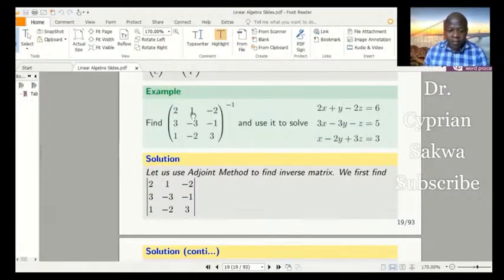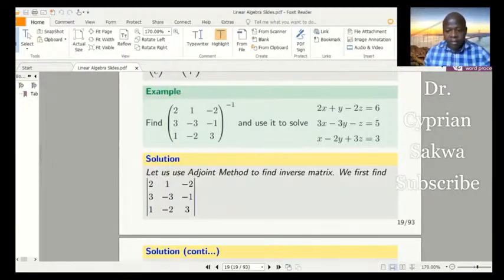So we want to find the inverse of this. In our previous example, we looked at finding the inverse of this using row reduction. This time I want us to find this inverse by use of the adjoint method. And I said there are various methods. It's up to you to choose which method you want to use to find the inverse, unless the question has specified the method.